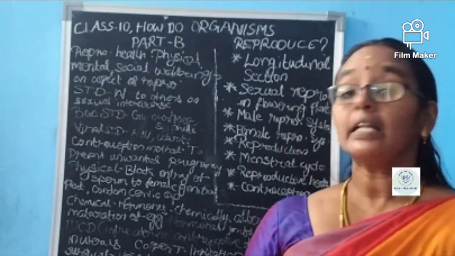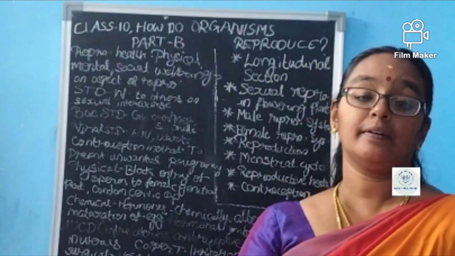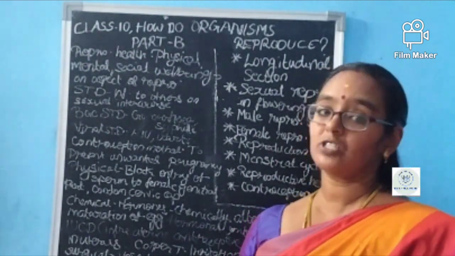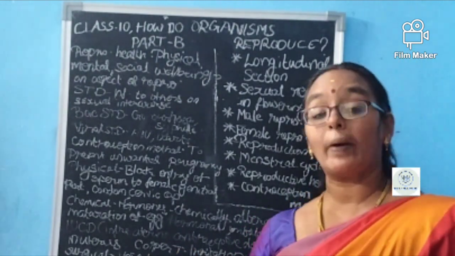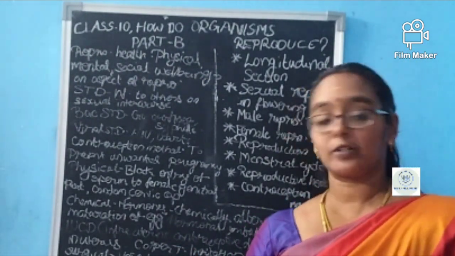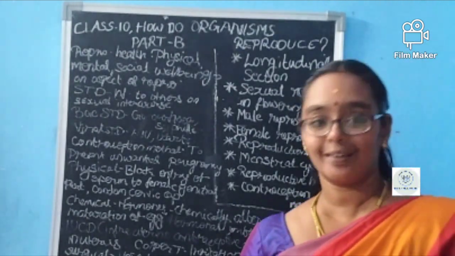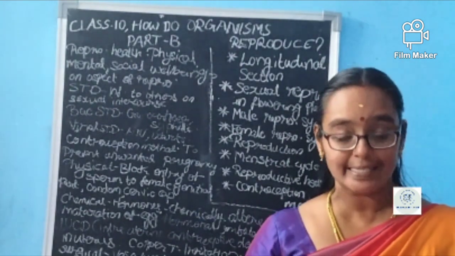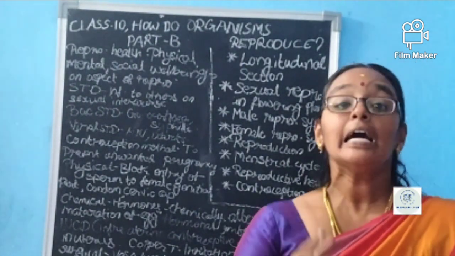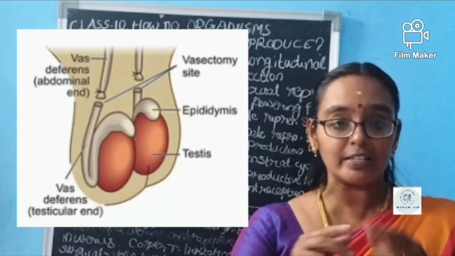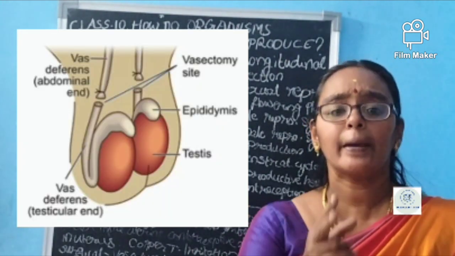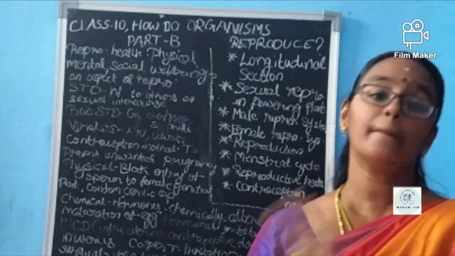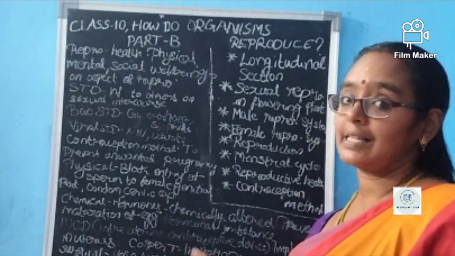Then the fourth and the most effective method is the surgical method. There are two ways it can be done: first is vasectomy and the second is tubectomy. See, vasectomy: the vas deferens is there in the male's reproductive system. It is a tube-like structure. A part of this vas deferens is cut and clipped, so that the sperms will not be able to come out. So this is an effective method.